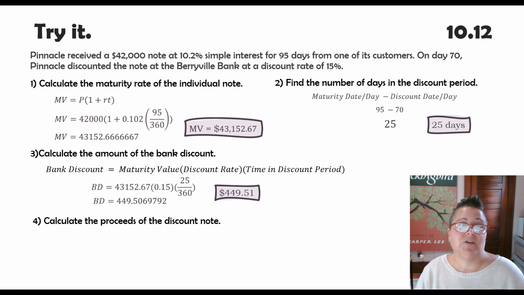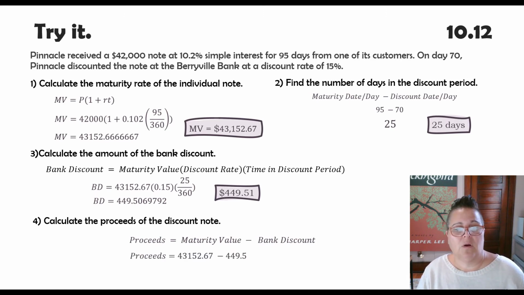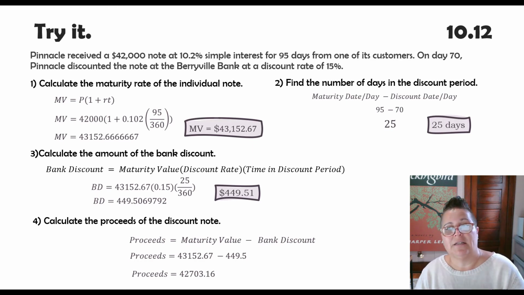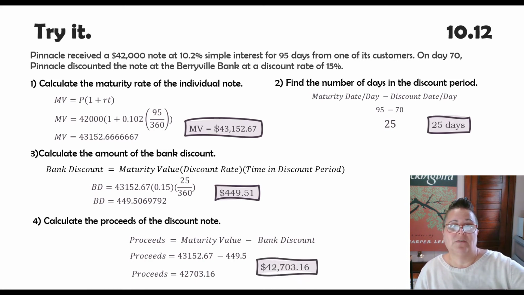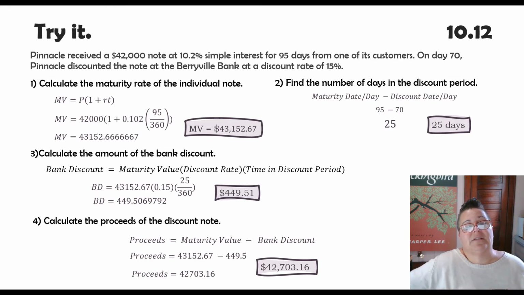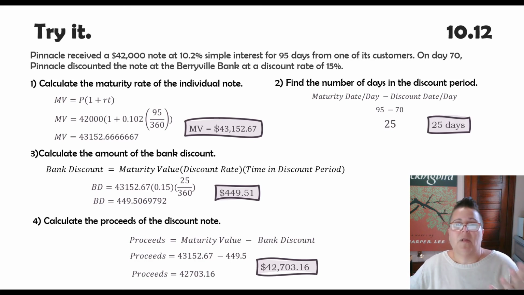So the proceeds would be the maturity value of this loan, $43,152.67, minus the bank discount of $449.51. Oh, I forgot the 1. Which is $42,703.16. Now, notice Pinnacle had originally loaned out $42,000. They were supposed to get back $43,152 and some change, but what they really are able to recoup is $42,703. So they're still made whole. They loaned out $42K and they still get back $42K plus a little change.